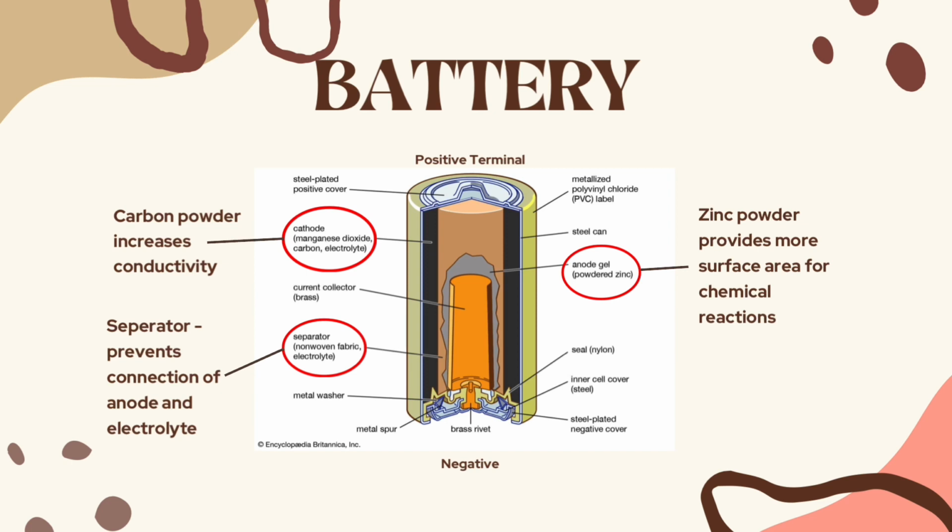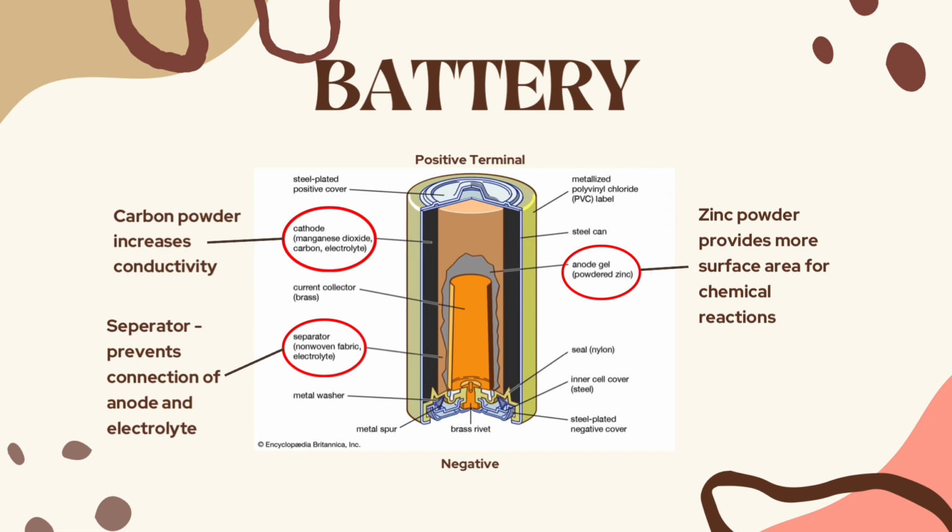Electrodes are divided into two. The first one is cathode and the second one is anode. Cathode consists of manganese dioxide and carbon powder. Carbon powder is to increase the conductivity of the battery. Another electrode is anode, which consists of zinc powder in a gel that contains potassium hydroxide electrolyte. The zinc powder itself provides more surface area for the chemical reaction inside the battery, which can lower the internal resistance of the cell.